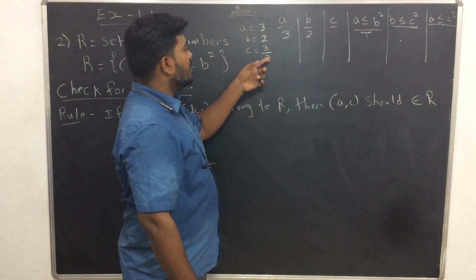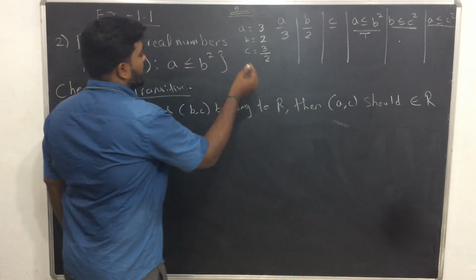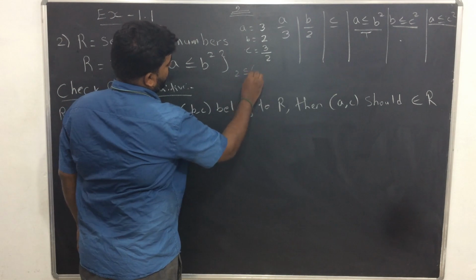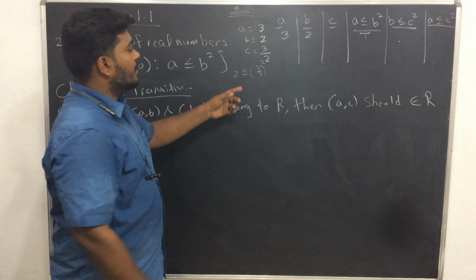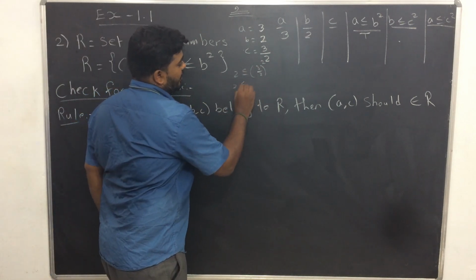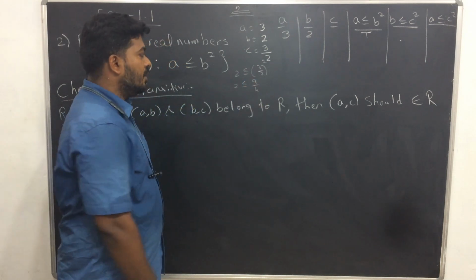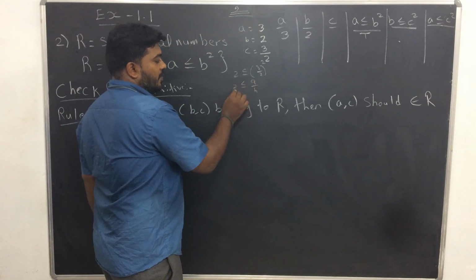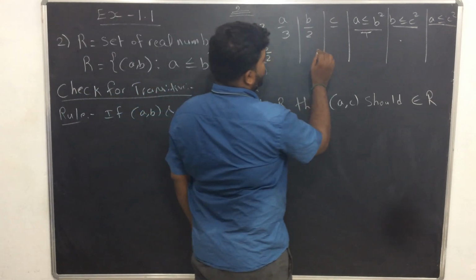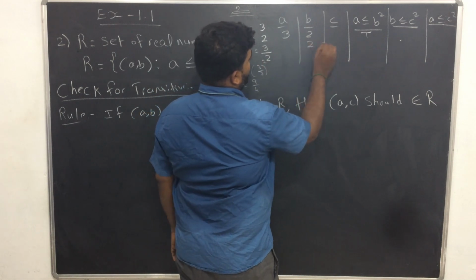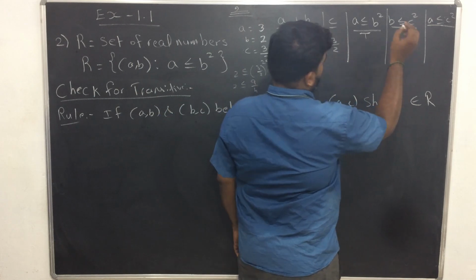Now B comma C, which means 2 is less than or equal to 3 by 2 the whole square. What is 3 by 2 the whole square? 9 by 4, right? What is 9 by 4? 2.25, right? Of course, 2 is less than 2.25. So B comma C is also there in the relation. For B to be 2 and C to be 3 by 2, B is less than or equal to C square is true.